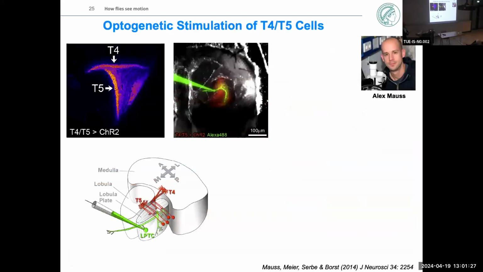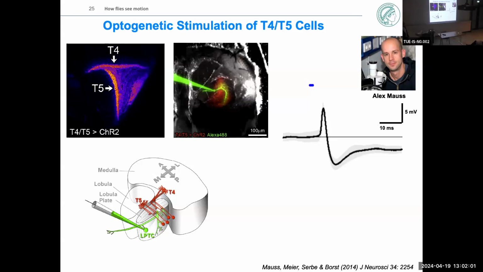Well, that's the story of Alex Mauss, a postdoc in the lab at this time. And he applied optogenetics to the fly visual system. And here you see the T4, T5 cells expressing channelrhodopsin, and he recorded from the VS cell. And when he stimulated the T4, T5 cells optogenetically, he saw the following. A 2 millisecond pulse of light causes the tangential cells to depolarize rapidly, followed by a delayed inhibition.